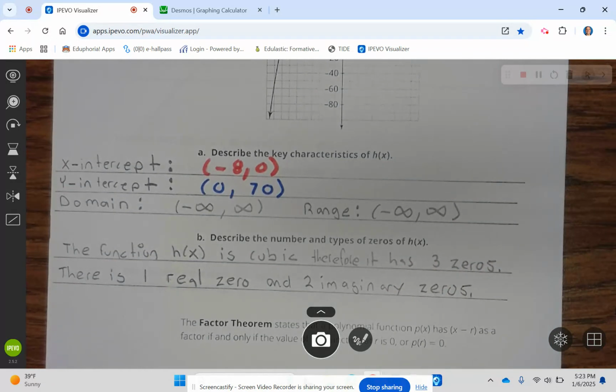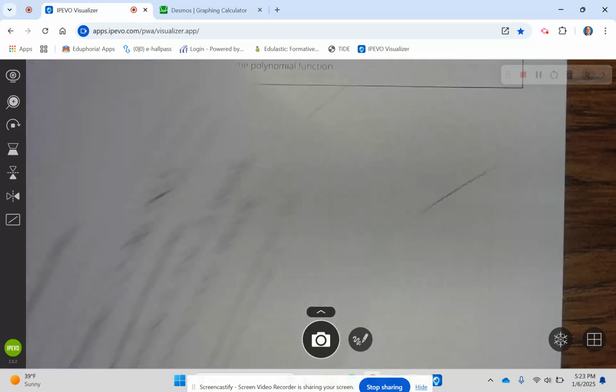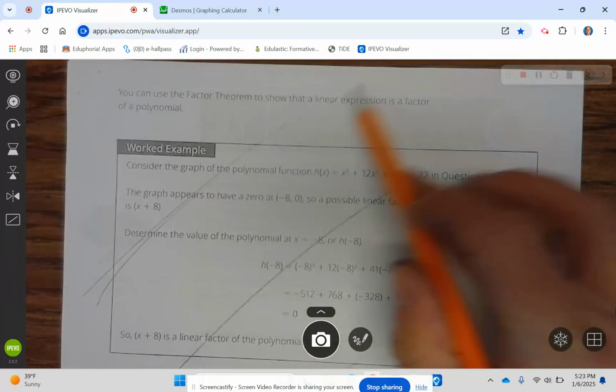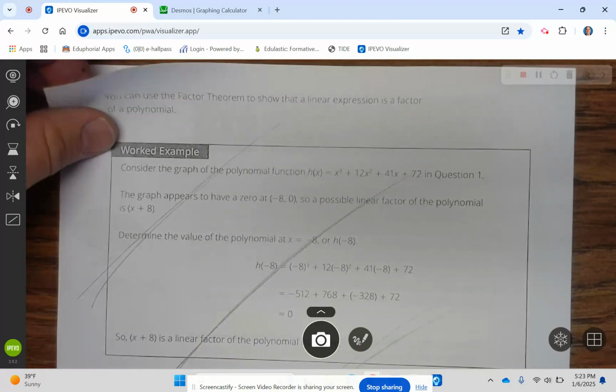B. Describe the number and type of zeros of h of x. The function h of x is cubic, therefore it has 3 zeros. There is 1 real zero and 2 imaginary zeros. All right, let's take a look at the next page. Go ahead and mark this page out. All right, let's take a look at the next page.